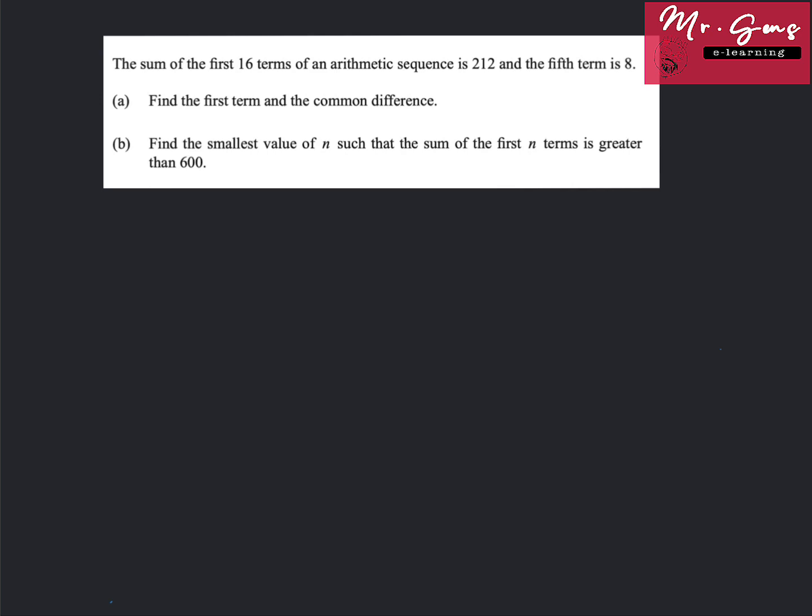We are given the sum of the first 16 terms of an arithmetic sequence and U5. So let's write the formula. We don't know U1, we don't know the common difference, so it will be a simultaneous equation question. Let's rewrite the given information. U1 plus 4D is 8.